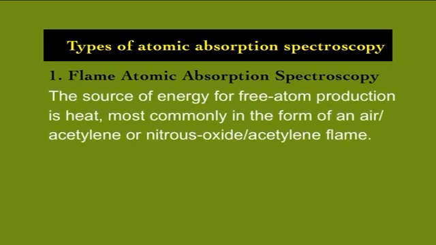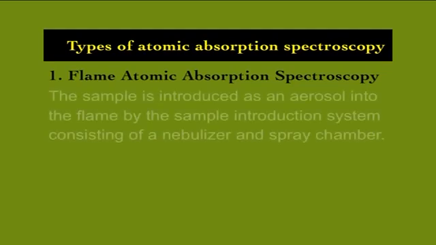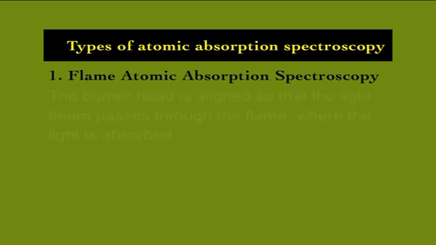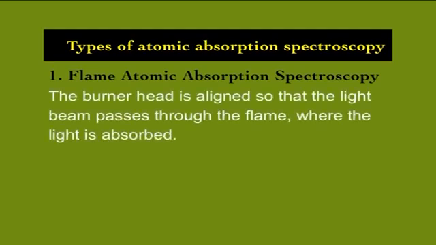The source of energy for free atom production is heat, most commonly in the form of an air or acetylene, or nitrous oxide or acetylene flame. The sample is introduced as an aerosol into the flame by the sample induction system consisting of a nebulizer and spray chamber. The burner head is aligned so that the light beam passes through the flame where the light is absorbed.